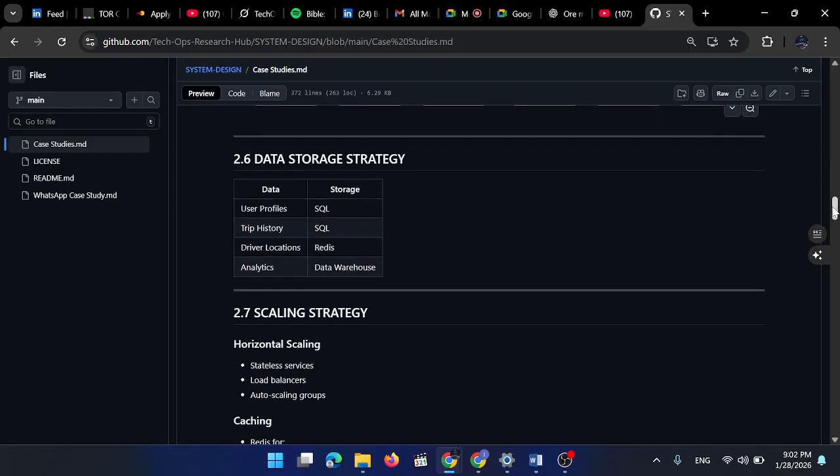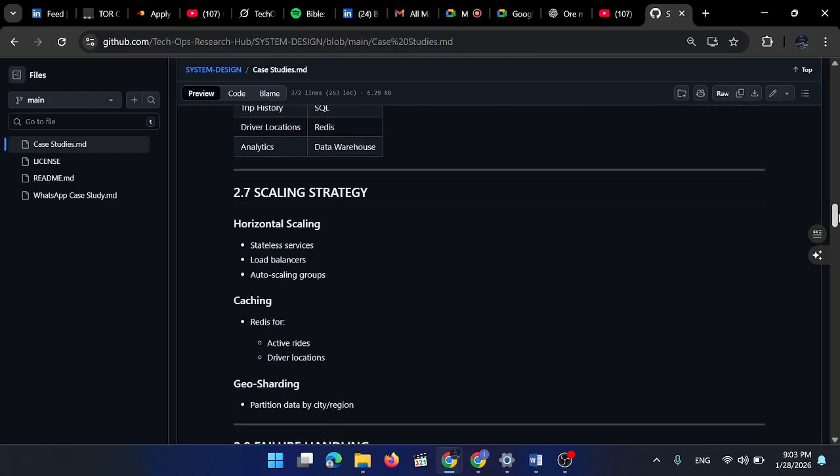So I want us to look at something called data storage strategy. How do we get to store our data? So the user profiles mostly are stored in our SQL. So here we are talking about things to do with databases. The user profiles are stored in the SQL. The trip histories are stored in the SQL. The driver locations are stored in the Redis, and then analytics are stored in the data warehouse. So this data storage strategy is very important, and as you can see, it's super important.